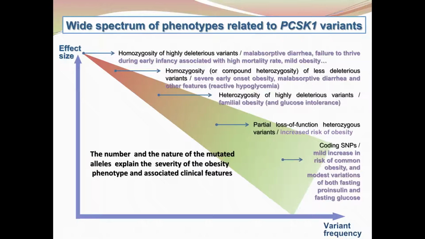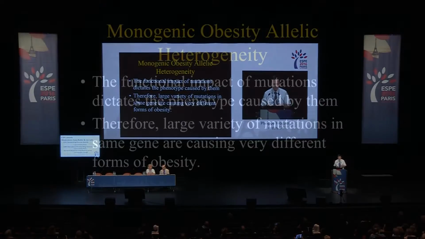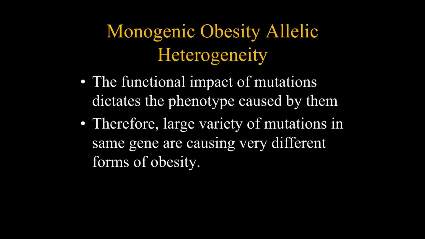So the conclusion here is that the nature of the mutated allele explains the severity of the phenotype and the association with other phenotypes. The functional impact of a mutation dictates the phenotype caused by this mutation, and the large variety of mutations you can find in the same gene are causing very different forms of obesity. So each case is different.